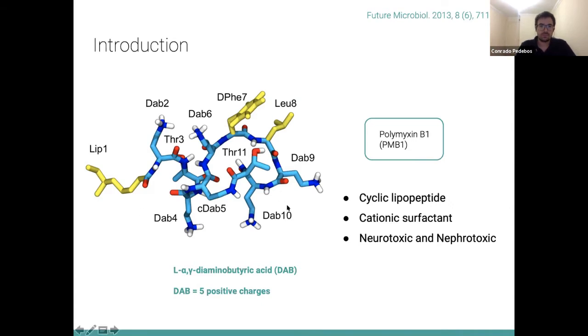So this is the structure of PMB1. It is composed of a number of amino acids. Five of them are a different amino acid called diaminobutyric acid. It is positively charged, so the polymyxin has five positive charges, but it also has some hydrophobic bits. More specifically, I want to focus on the acyl chain that you have here, and this confers the aspect of a cyclic lipopeptide and a cationic surfactant to these molecules. And as I said, it has toxicity effects, so it is neurotoxic and nephrotoxic.